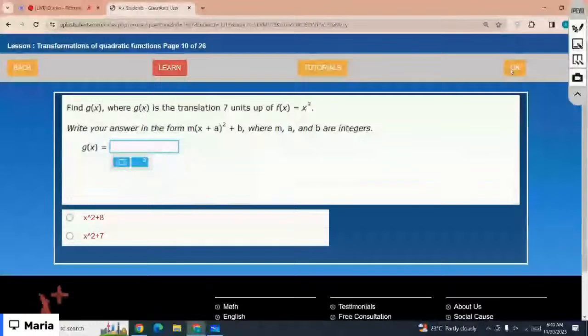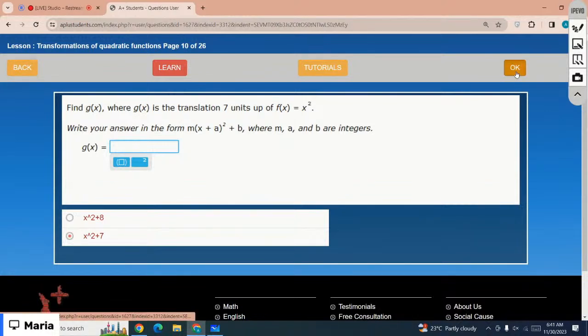Find g of x, where g of x is the translation 7 units up of f of x equals x square. So which is the correct option? Yes, the correct option is x square plus 7. Okay, you can complete the lesson by yourself later today.